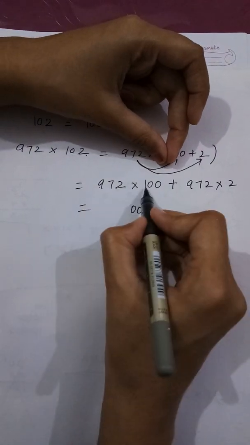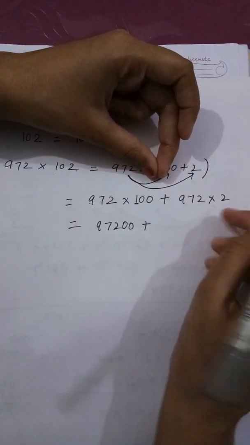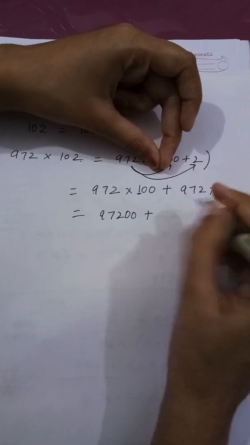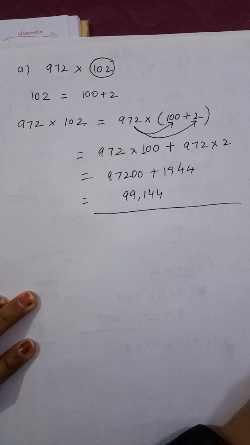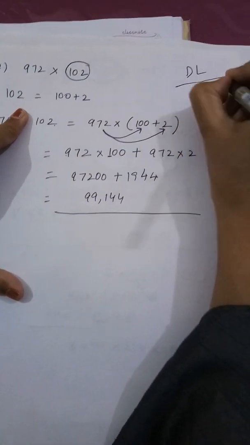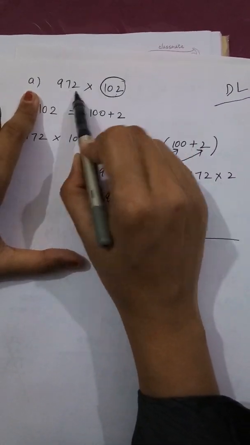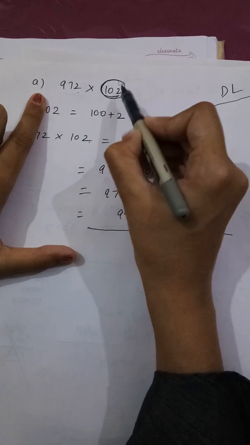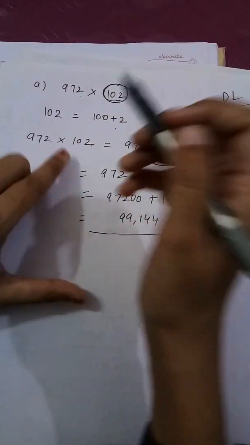Now 972 you will multiply by 1, so it will be 97200, and then you multiply 972 with 2. It will be 1944, and when you add it, your answer will come 99144. This is your answer. So basically we have to use the distributive law here, and in distributive law, the smaller one of the two numbers, you expand it, and it will be easy for doing the calculation.